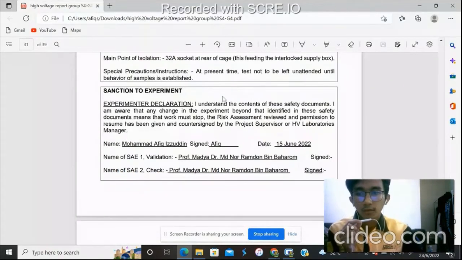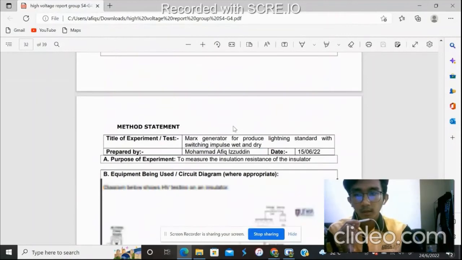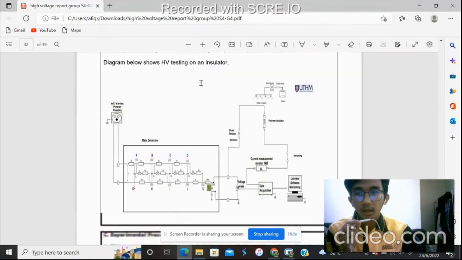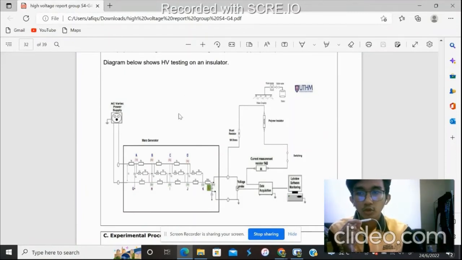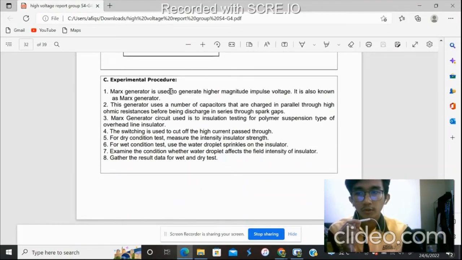This is the Section 2 experiment, and this is our method statement. This diagram shows high voltage testing on an insulator. This is our experimental procedure.